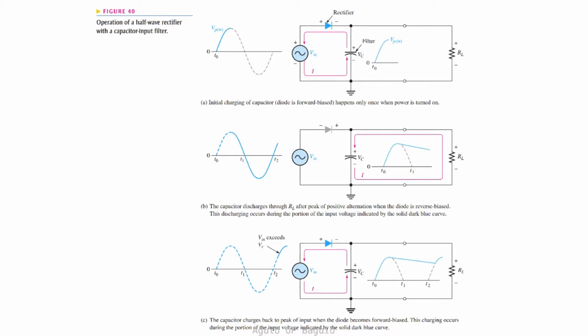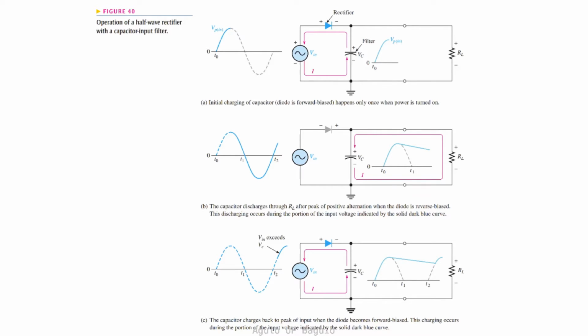Instead of a resistor, let's consider using a capacitor and measure the output voltage across it. At the first quarter of the cycle, the capacitor charges as the input voltage supplies energy to it. In other words, the output voltage simply follows the input voltage with a magnitude that is just different by plus 0.7 volts. This is shown in figure 40A.